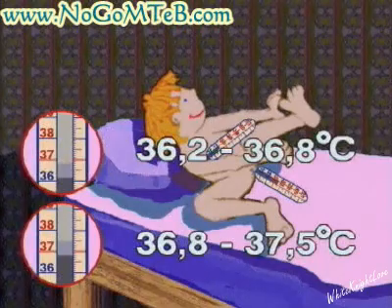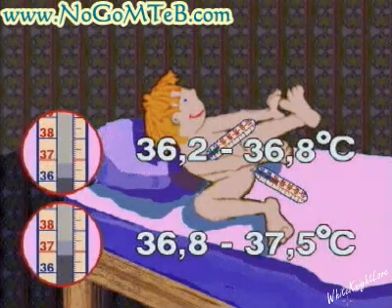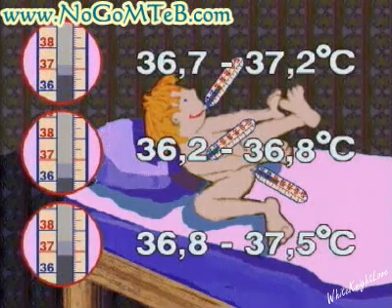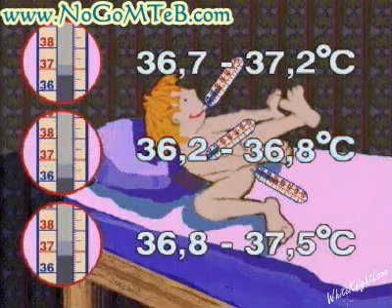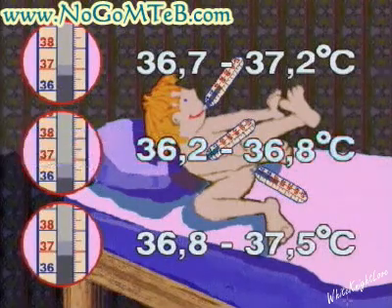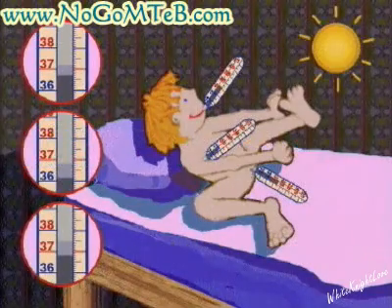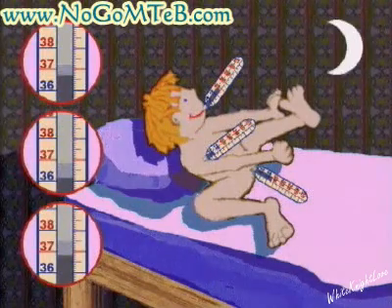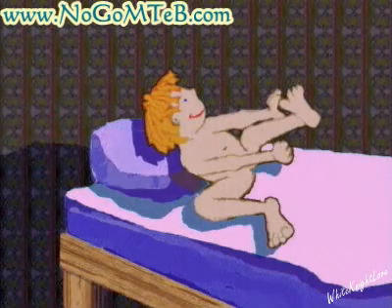The normal axillary temperature is between 36.2 and 36.8 degrees Celsius, and the oral temperature is between 36.7 and 37.2. Note that the axillary temperature is around half a degree lower than the rectal or oral figure. Body temperature undergoes rhythmic oscillations during the day. Physical activity and digestion raise the temperature slightly.